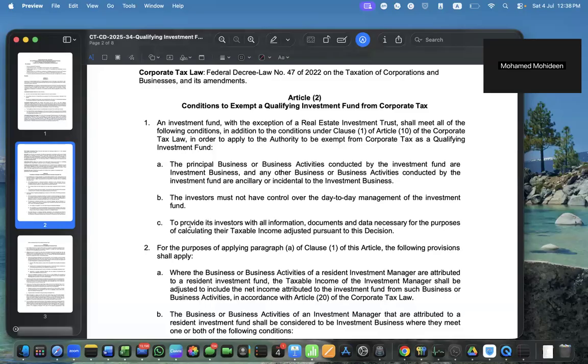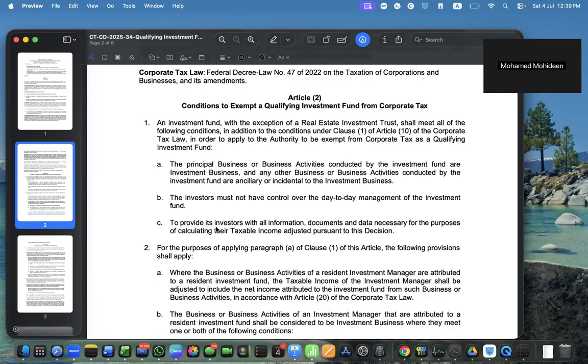This is a kind of generalistic condition: to provide its investors with all information. So the investment funds will relay all of it. You know that menu on the website called investor relations? Have you seen it? Many listed entities have it. If you open the listed entity's website, you will find investor relations, and if you click that menu, you will find all the financial information, the audited financials, board of directors report, all information.